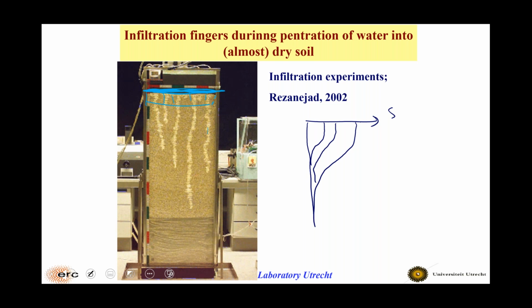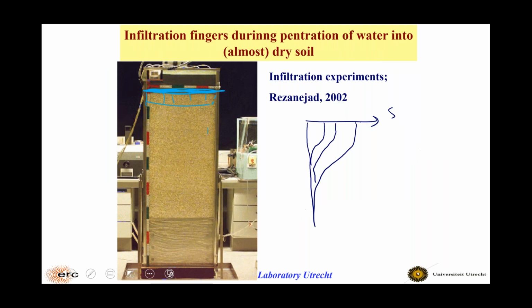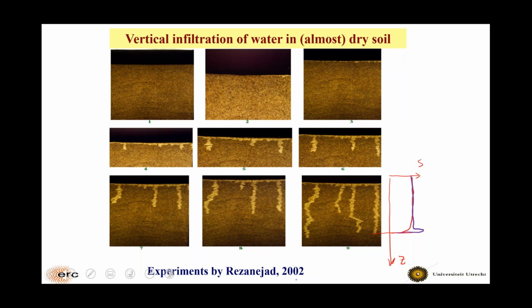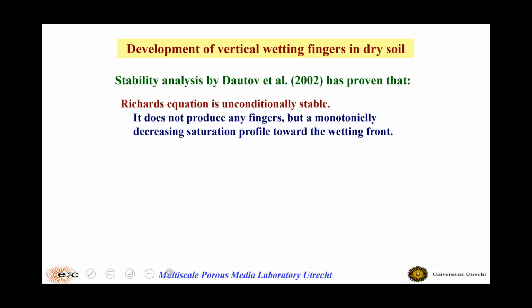And fingers will develop if you include this term in your model. Then you get unstable domains. And now that's shown here. And as I see that the time is over, so I'm going to actually stop here.